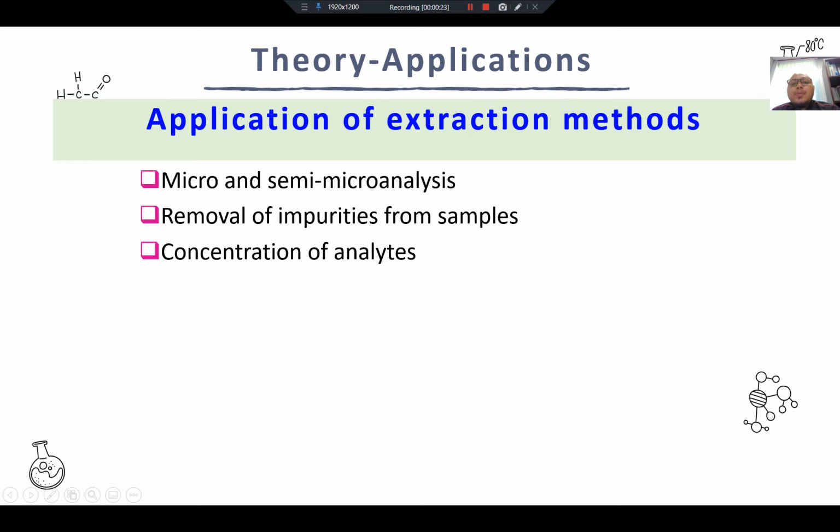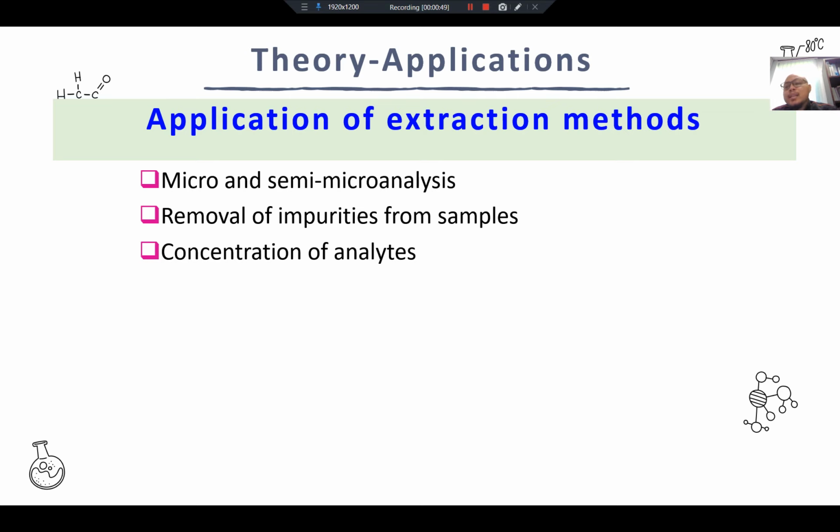Okay, and then we want to remove the impurities, as I said before. We need to remove the impurities because we don't want them to interfere with our analysis. We don't want them to damage our instrumentation. And then the third one is for the concentration of analytes, because we need to pre-concentrate them, or if they are too concentrated, we need to dilute them.